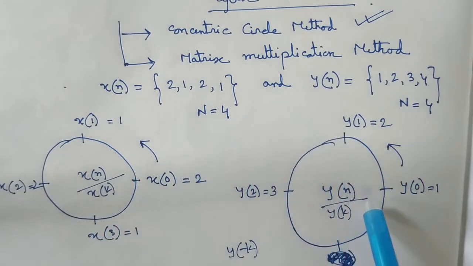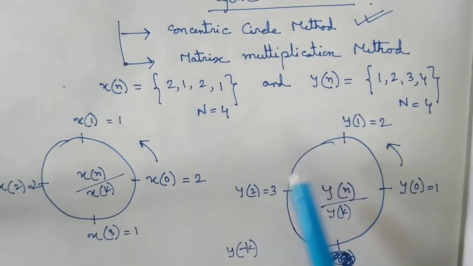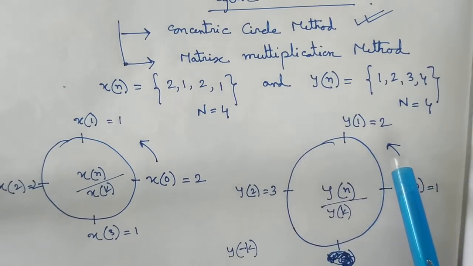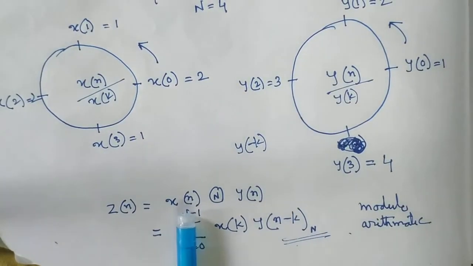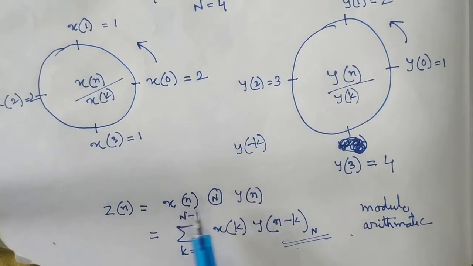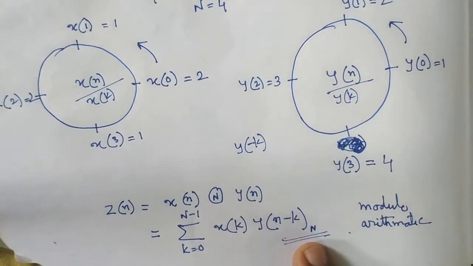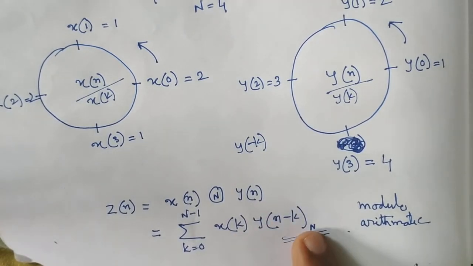Again, in the same way, we take another circle, that is yn or yk, because as per the formula, we have shifted the index from xn to xk and yn to yk. So we are naming it yk. Yk is y0, y1, y2 and y3, in the same anti-clockwise direction. Now, the formula says zn is equal to xn circular convolution yn. If you break it, it is xk, y of n minus k, modulo N. That means actually it should be xk circular convolution yk. And in y of n minus k, here we are using capital N.